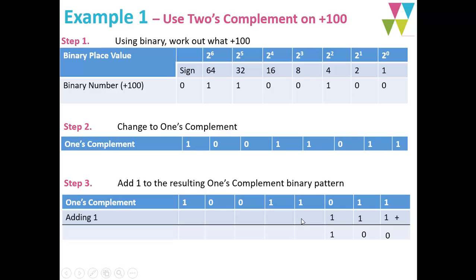There's nothing here, so that's naught. Naught and 1 give you a 1. There's nothing here. Naught and 1 give you a 1. Naught, nothing here, so naught and naught give you naught. Naught and naught give you a naught. And naught and 1 give you a 1. So the 2's complement of plus 100 is 1, 0, 0, 1, 1, 1, 0, 0, which gives you a minus 100. And like I said, don't try and work it out because it doesn't make sense.